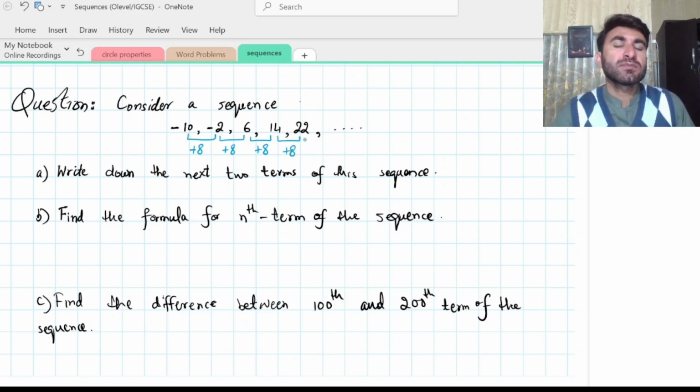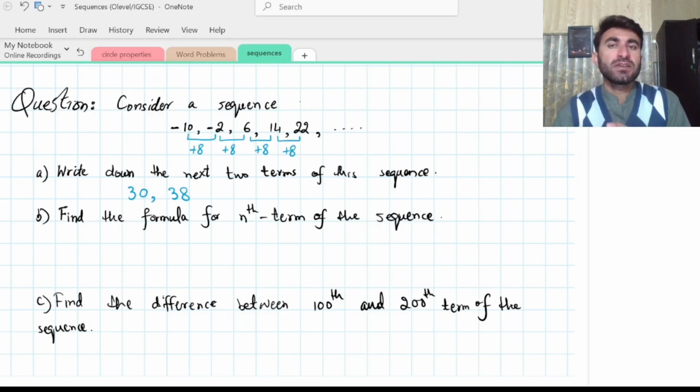So the next term after 22 shall be 22 plus 8, which is 30, and the term after that will be 30 plus 8, which becomes 38. So the next two terms of the given sequence will be 30 and 38. In B part, it said find the formula for nth term of the sequence.